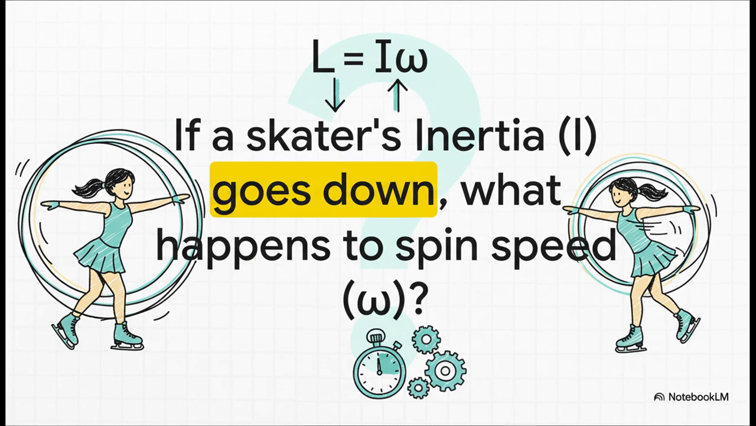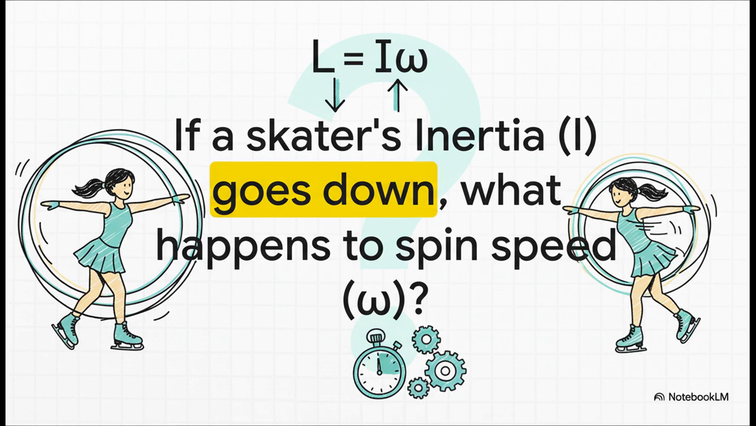Okay, let's put it all together. Picture the skater. She's spinning with her arms stretched out wide. Then she pulls her arms in tight to her body. By pulling all that mass closer to her center of rotation, what did she just do to her moment of inertia, I? She lowered it, right? She made it easier for her to spin.